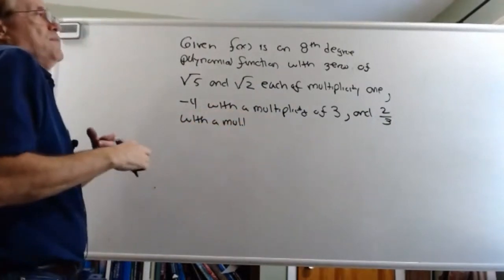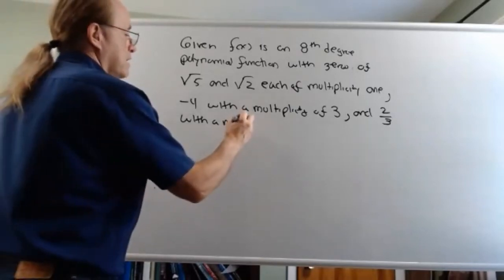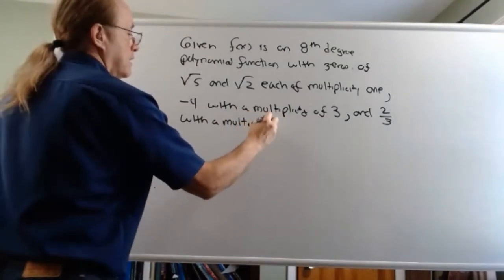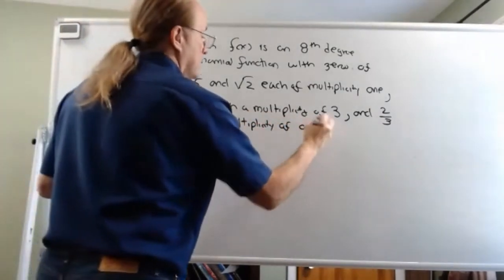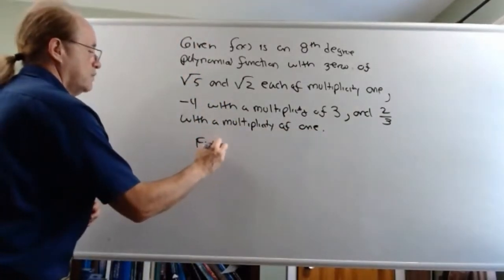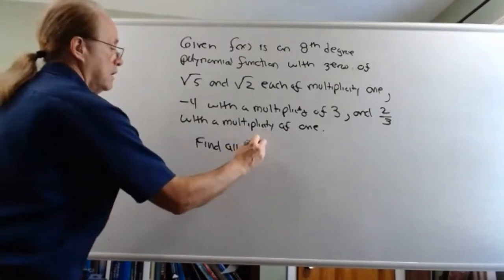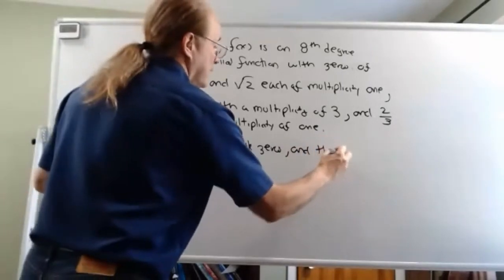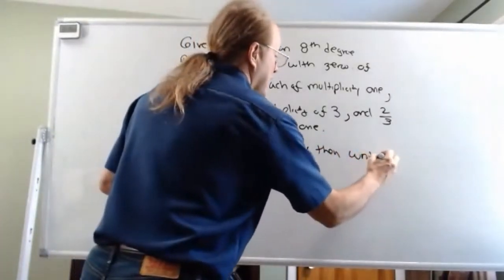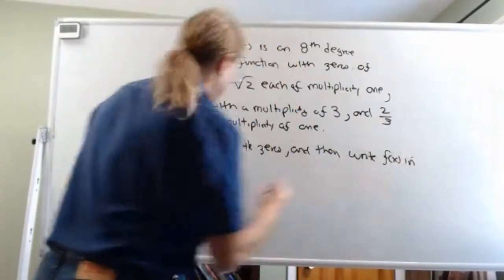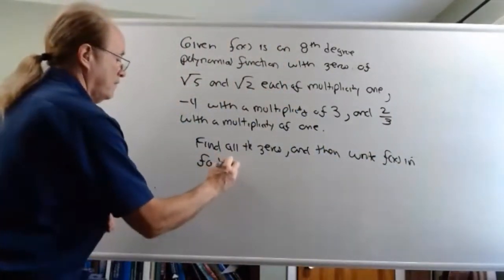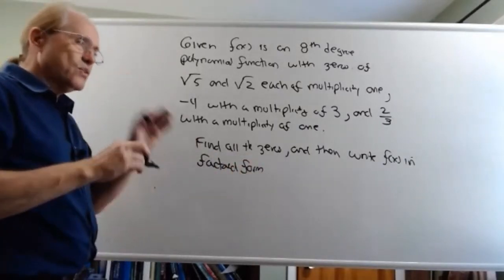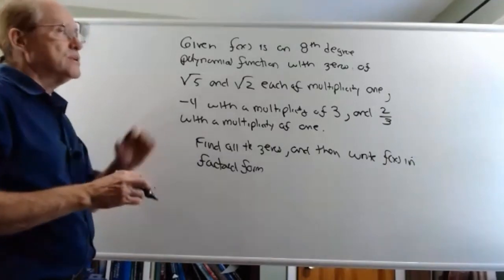So we're giving you part of the information, and then we're going to be asked to find the remaining. What do you want to do? First thing you want to do is find all the zeros, and then write f of x in factored form. Now, you're not going to be able to determine f of x exactly or precisely. It's off by a multiplicative constant, but at least you get the general form of it.